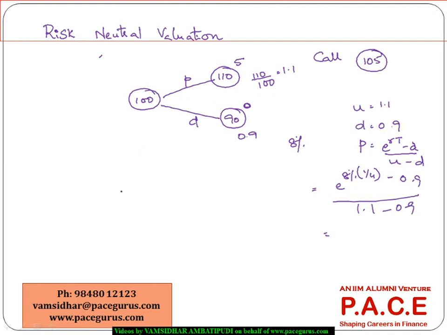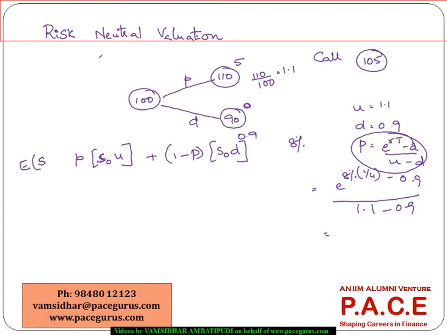The other way I could have found out, how did I get to this particular formula? Let me assume that there is a P chance that the stock is going to go up. So what is the expected value? P times S naught U. That's the upward price. So 1 minus P chance that it will go down. So this is going to be S naught D. Right? This will be the expected value of the portfolio after time T.